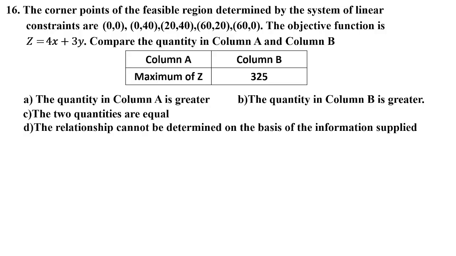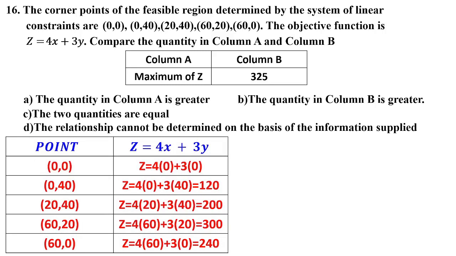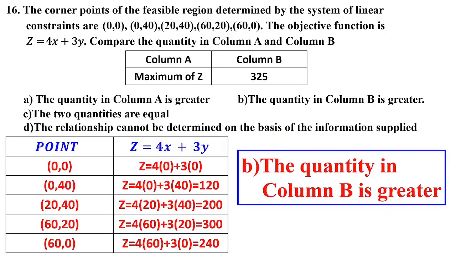Now the corner points are given and a table is given. We have to check the nature of the quantity of column A and column B. Very simple. We have to find the value of Z at all the points. I have found it. And we are getting the conclusion that the quantity in column B is greater. Maximum of Z is always less than 325.